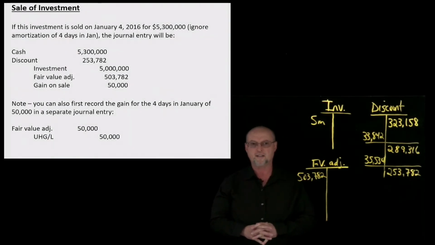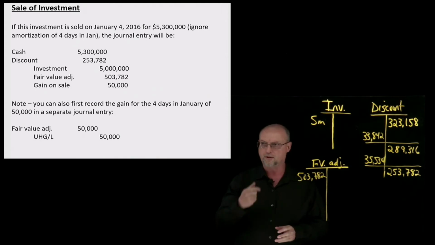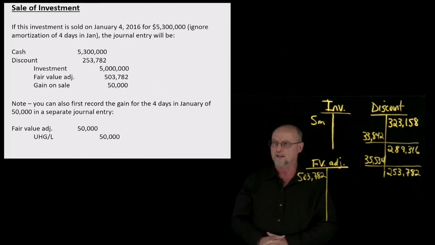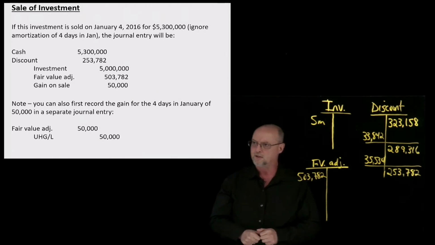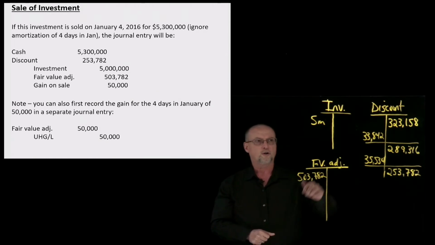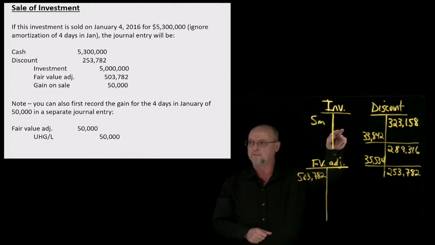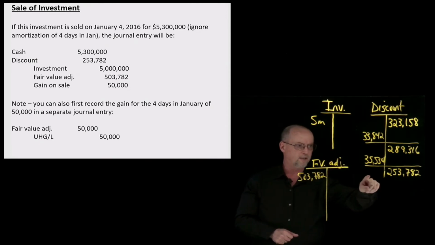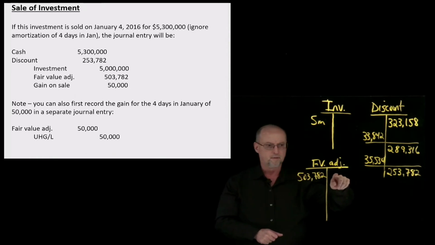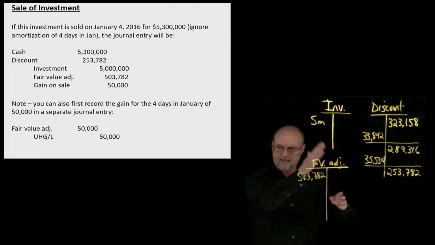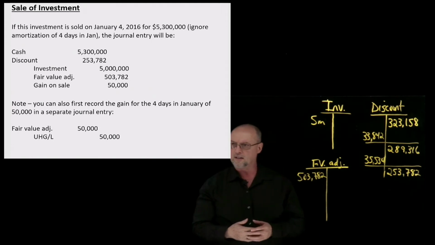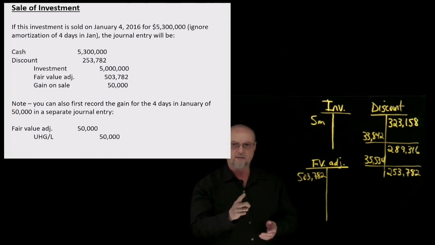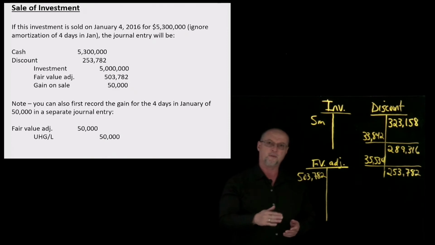When we sell the investment 4 days later for the $5,300,000, here's our journal entry, and we have a choice of a couple of things. Debit cash for the amount that we receive, credit the investment for $5 million, debit the discount, right, $253, credit the fair value adjustment account, $503, to get rid of these three accounts, and then notice that we have a $50,000 gain on sale because at year end, 4 days ago, the market value was $5,250,000.